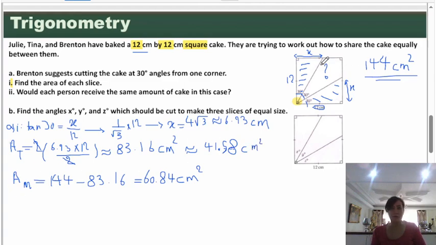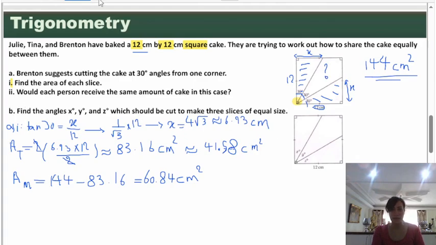And the area of the middle, I find it here. It says, would each person receive the same amount of cake in this case? No, absolutely not. The middle one gets more. Anyway, I will go for part B.